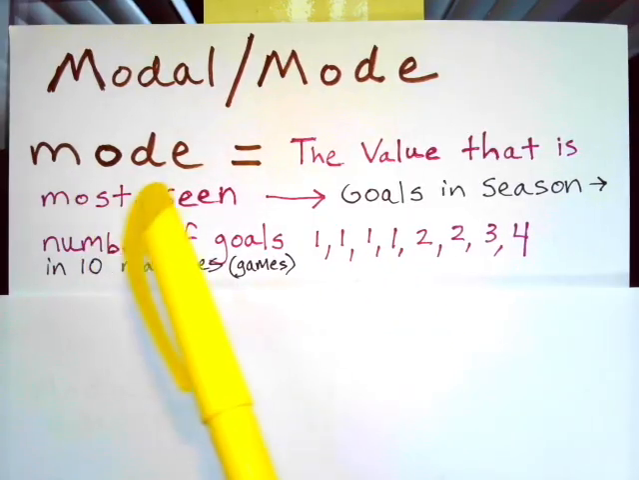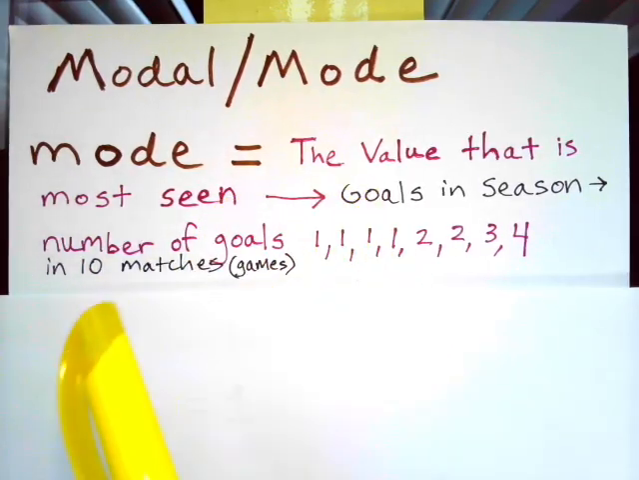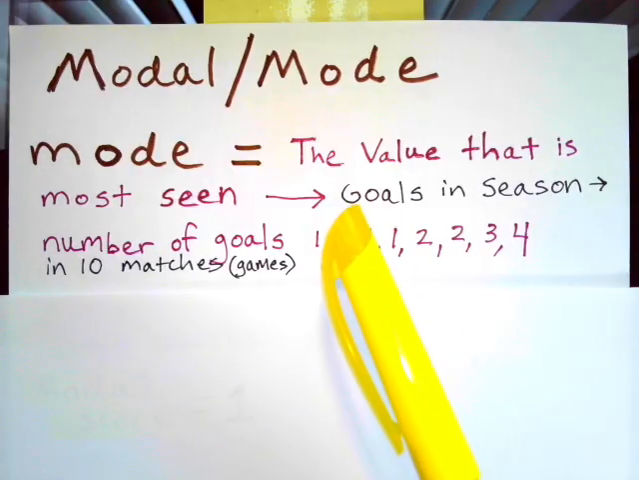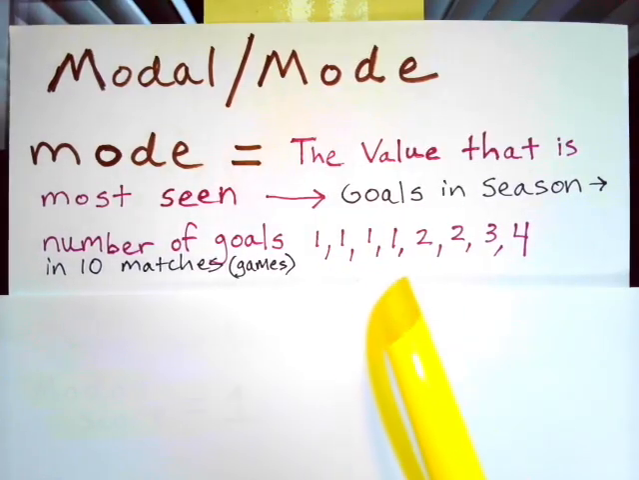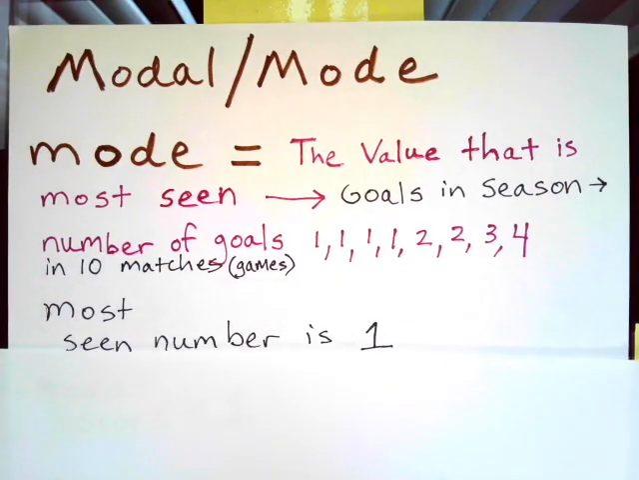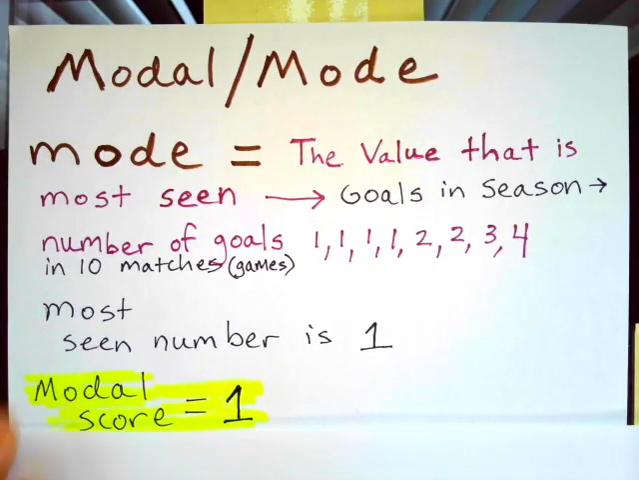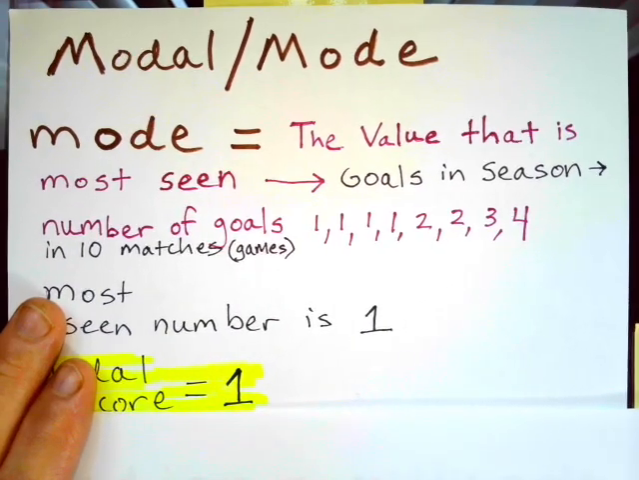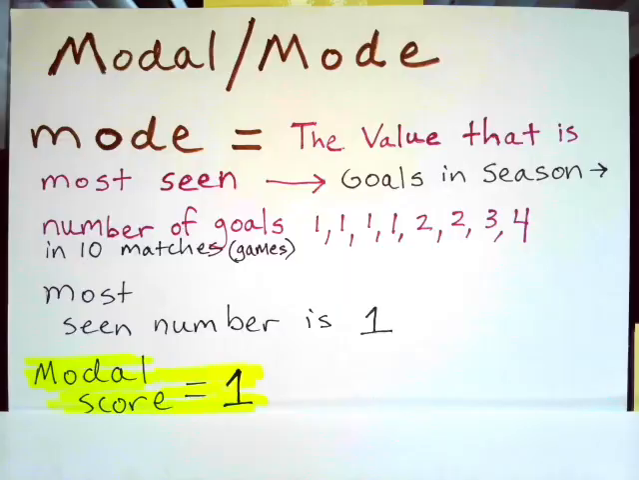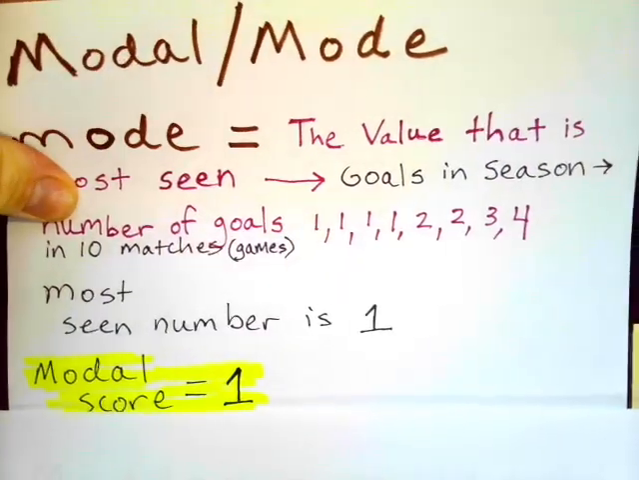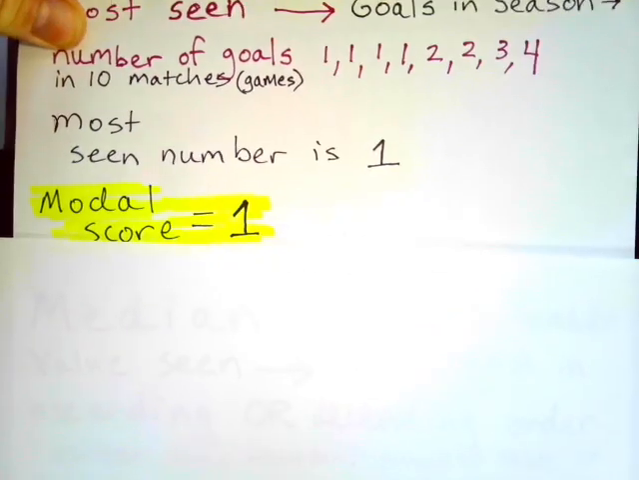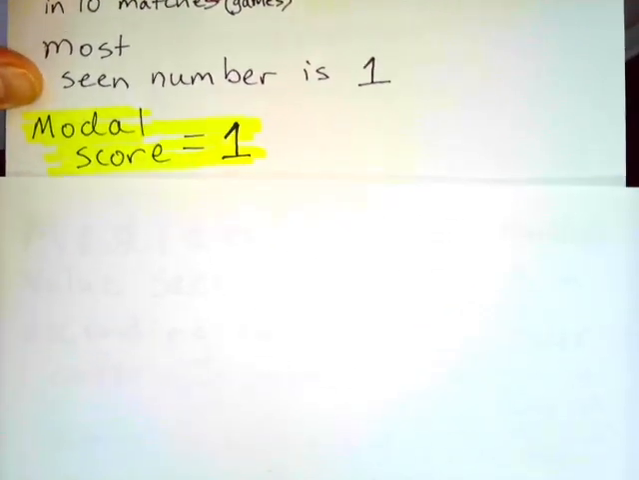So the mode, or the value seen most often of the goals in the season, was 1. So the modality, most seen number, is 1. So my mode equals a value of 1. Alrighty, if you need to rewind, watch that video again, go for it.